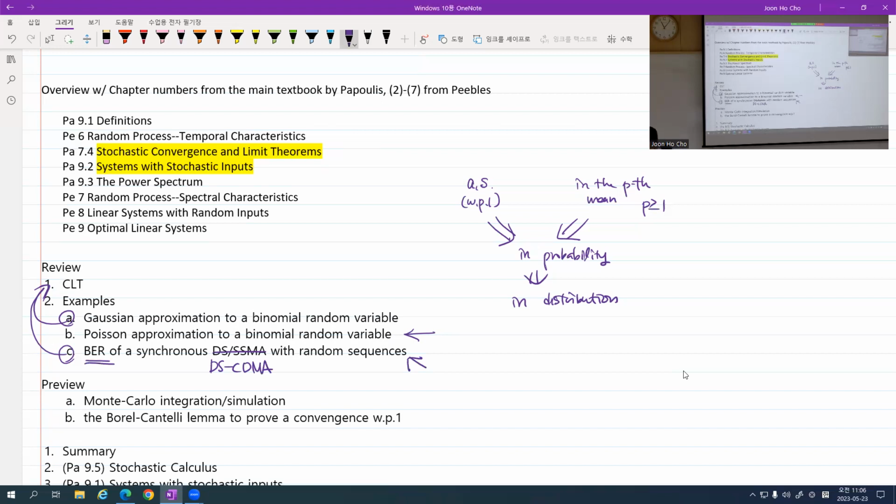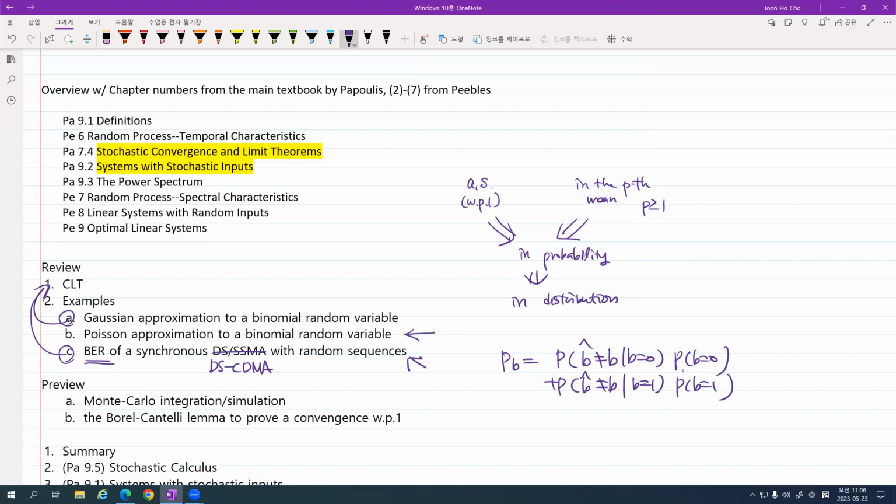Then what was the bit error rate we wanted to show? Bit error rate was defined as what? The probability of the event that your estimate is not the true value when b equals 0, times the prior probability, plus the probability that your transmitted bit and estimate are different when the transmitted bit is 1. So this is your average probability of bit error. If we assume the prior probabilities are the same, it can be just written as this one.